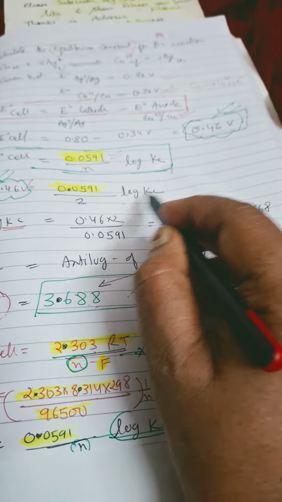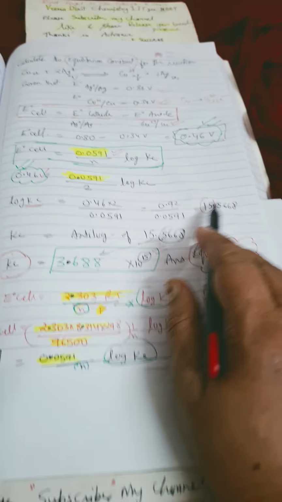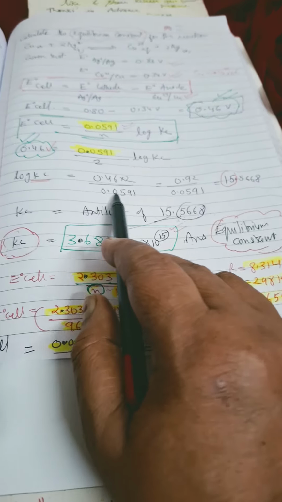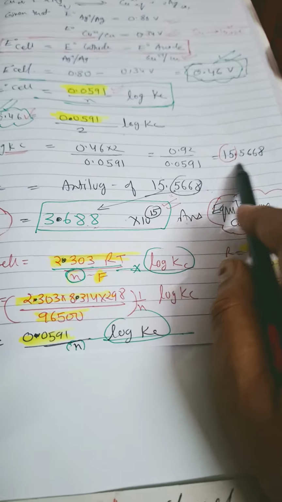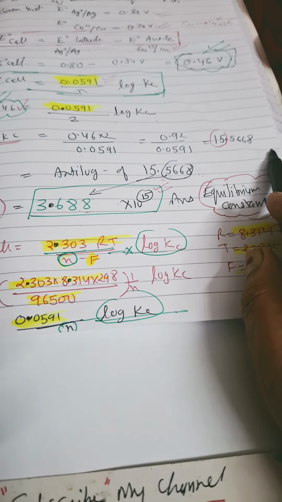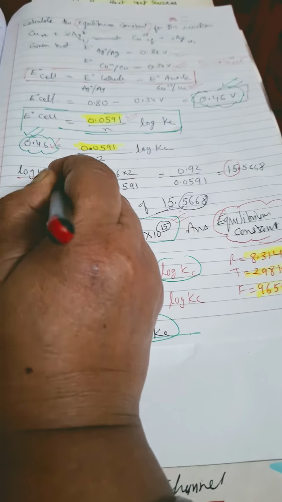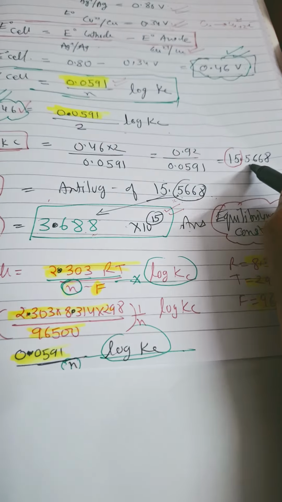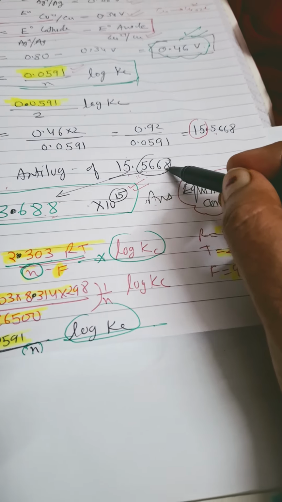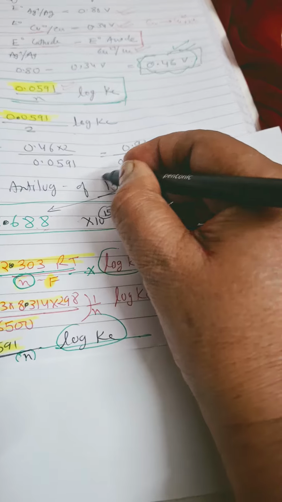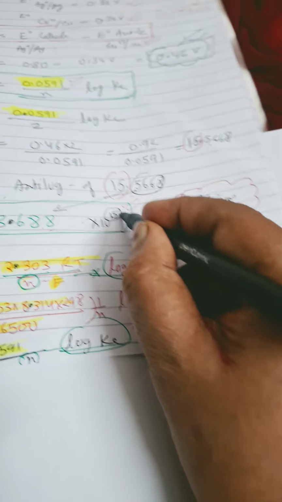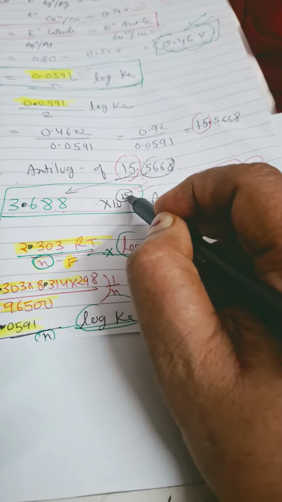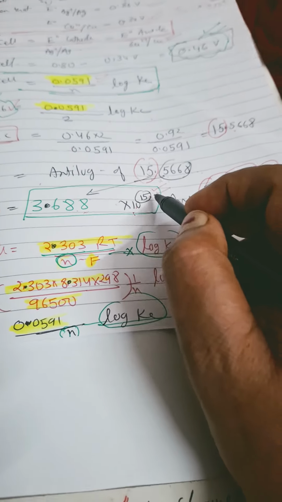Okay, so log Kc will be simplified. This multiplied by this and divided by 0.0591, the answer will be 15.5668. So this is log Kc. So Kc will be equal to the antilog of this value. In this amount 15.5668, this 15 will go into the power. See here, 10 to power 15 I have written. Whatever is written before the decimal will go to the power, 10 to power 15 here.